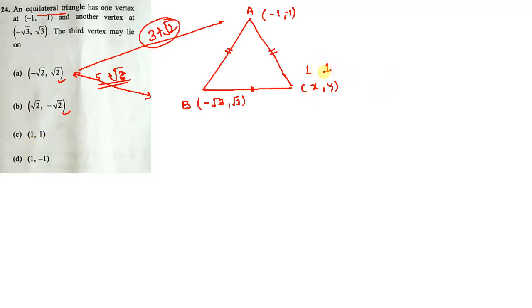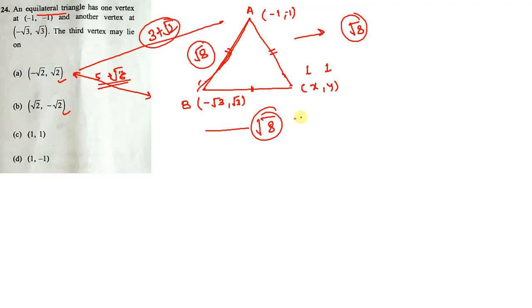Just put 1 and 1. This side should be √8. This one is also √8, and this one should be √8. All three values are equal for 1 and 1, so we can say option number C, (1, 1), is our answer.